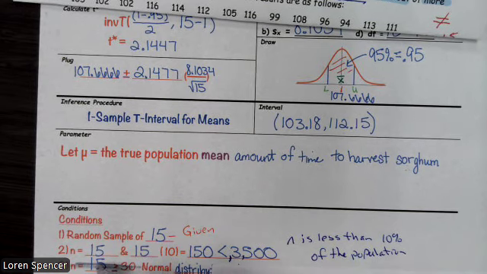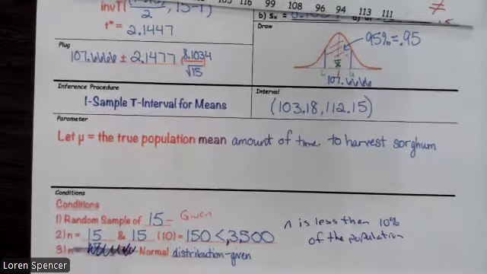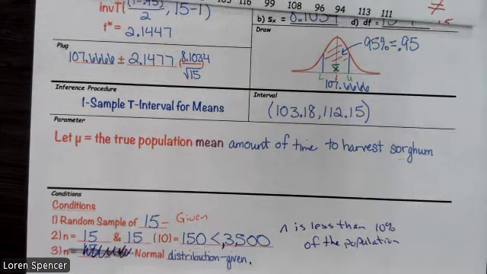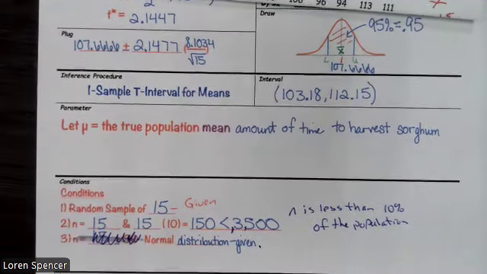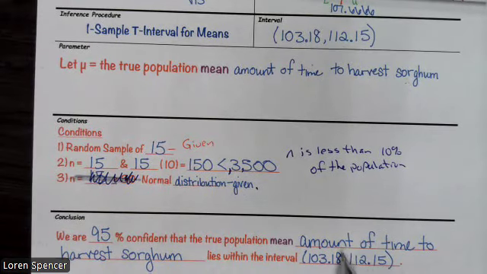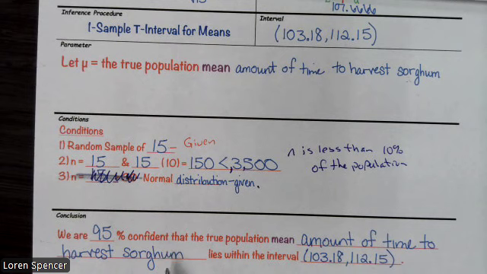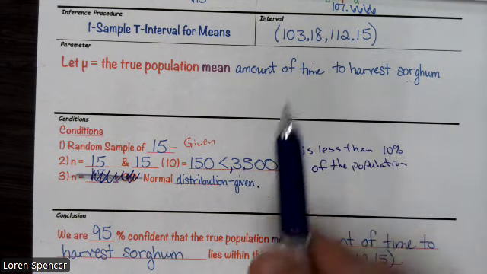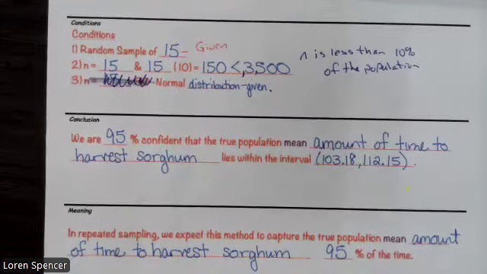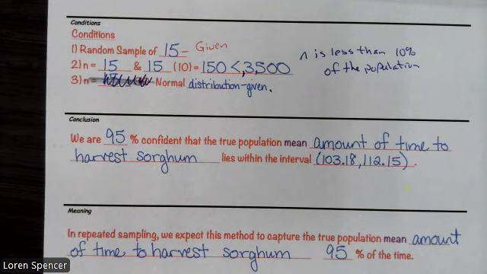Now, 15 is not greater than 30, so it's not normal by central limit theorem. But fortunately, they told us our data was normal, so normal distribution was actually given to us. All right. So in conclusion, we are 95% confident that the true population mean amount of time to harvest sorghum lies within our interval that we calculated. And in repeated sampling, we expect this method to capture the true population mean amount of time to harvest sorghum 95% of the time.